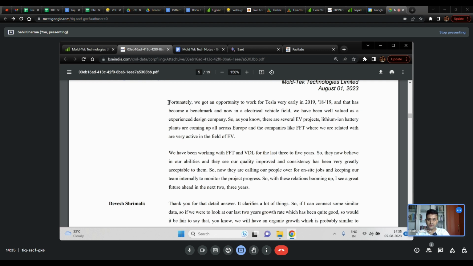Another reference project, right? Now they're talking about the fact that for Tesla, they have been working since 2018-19, and that has become a benchmark now in the EV field, right? And they have been valued well as an experienced design company here. And there are several EV projects, lithium ion battery plants coming up across Europe. Companies like FFT, where we are related with, are very active in the field of EV, right? So I guess these are important things to understand and capture.